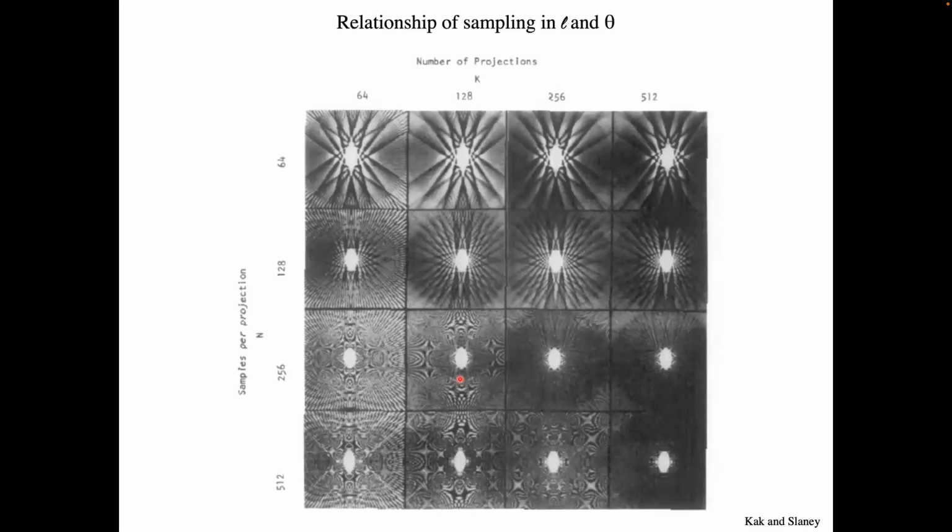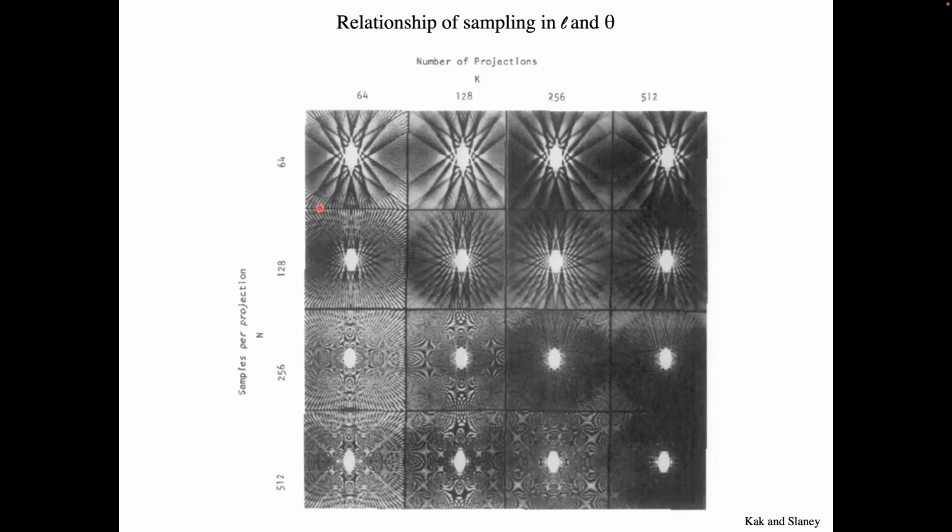So here's from that same book. This is the classic 70s book, Kak and Slaney, where we have the number of projections on this axis, and we have the number of sample points in our detector on this axis. So this is the L direction, 64 points. Then I cut them in half, so I get 128. Then I cut them in half, I get 256. Cut them in half, I get 512, right? So I'm just adding more and more detectors and shrinking T by a factor of 2 each time, that width between the detectors.